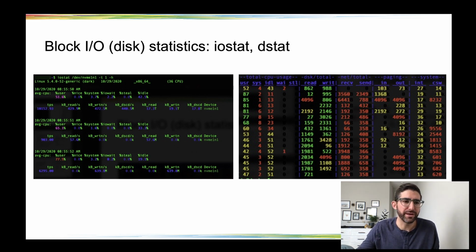But basically, iostat will tell you, if you give it a specific device like nvme1 namespace 1, it will monitor the kilobytes read and kilobytes written. If you do the -h on the end, it'll give you human readable, so it'll give you megabytes, and basically the TPS or the IOPS. dstat will give you the read and write aggregate for the entire system.